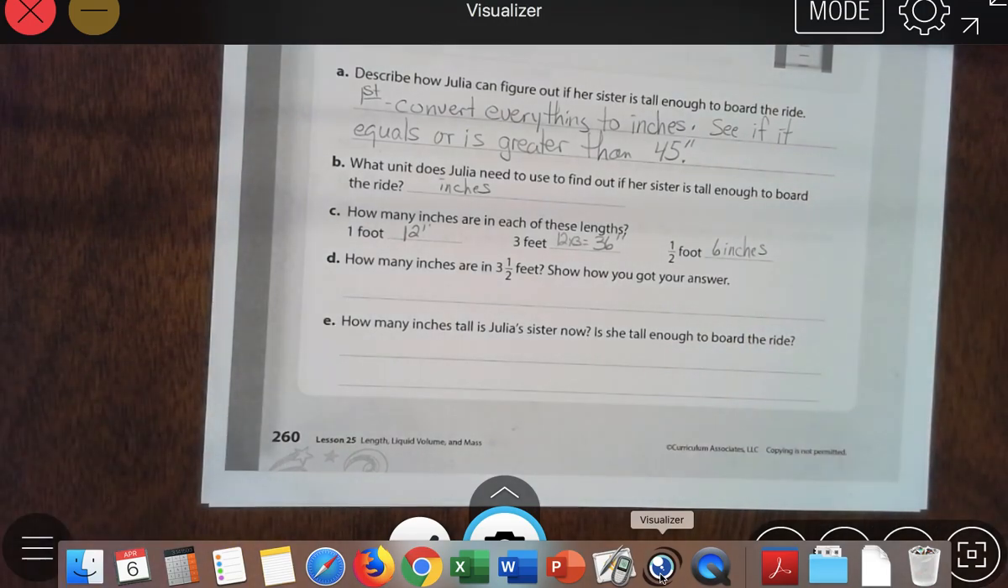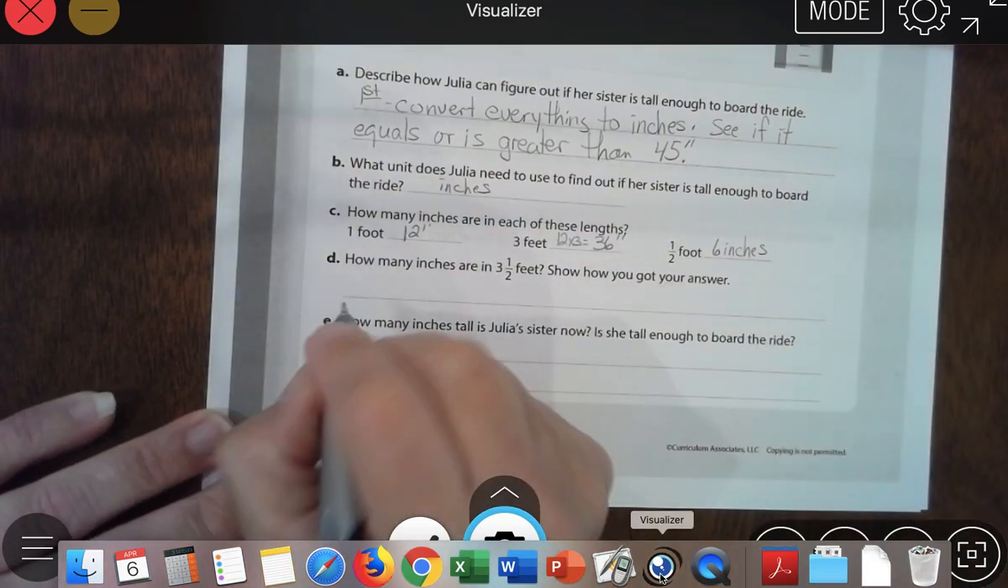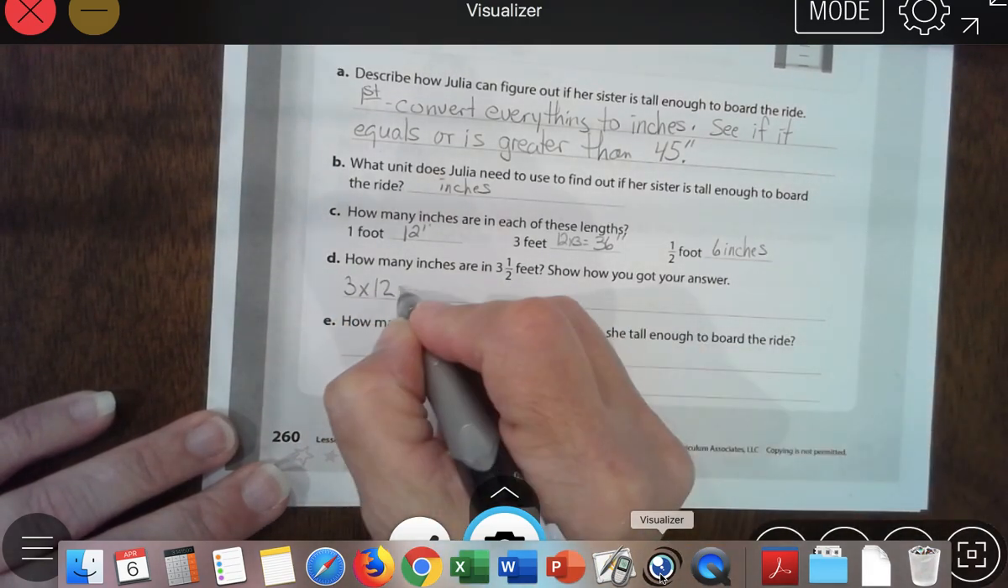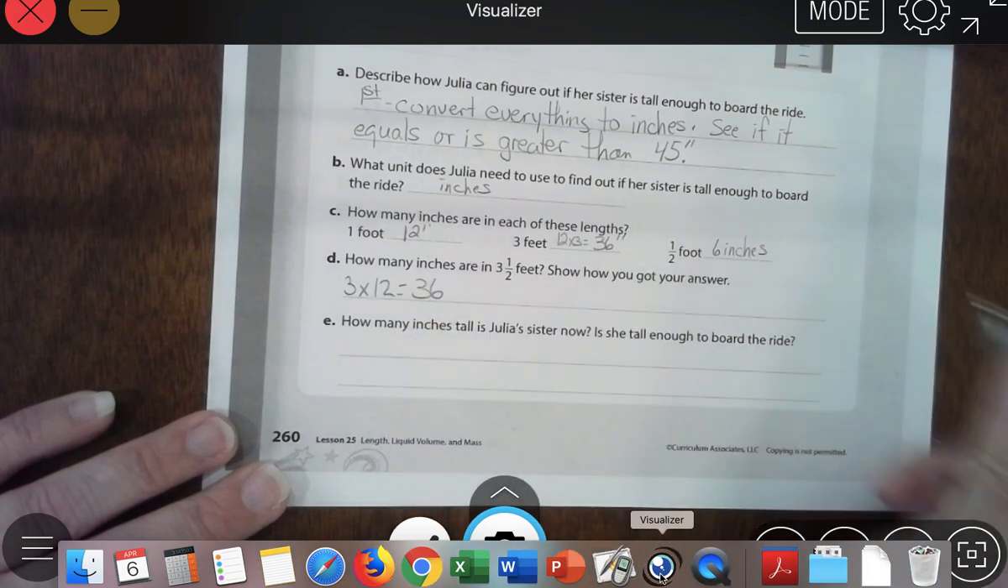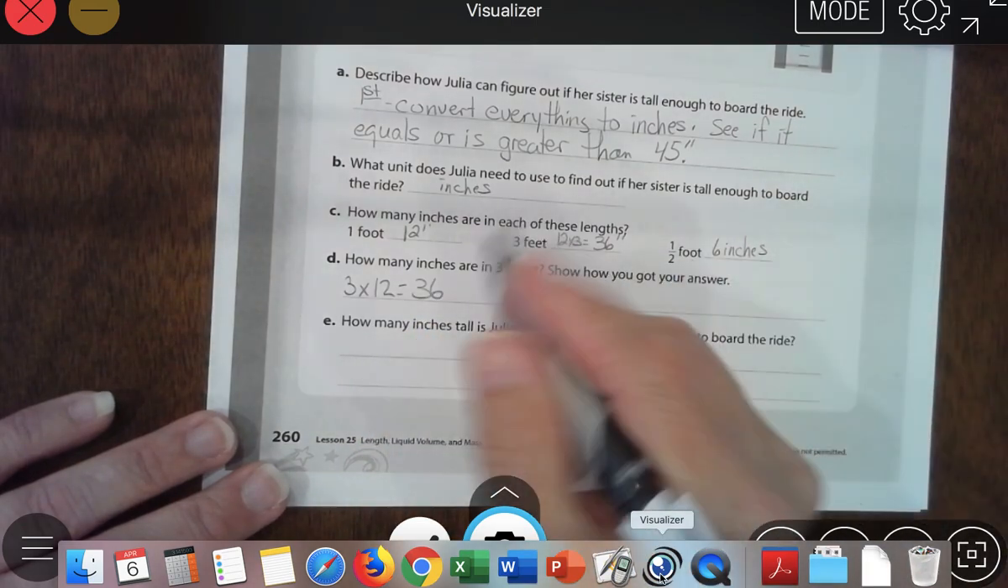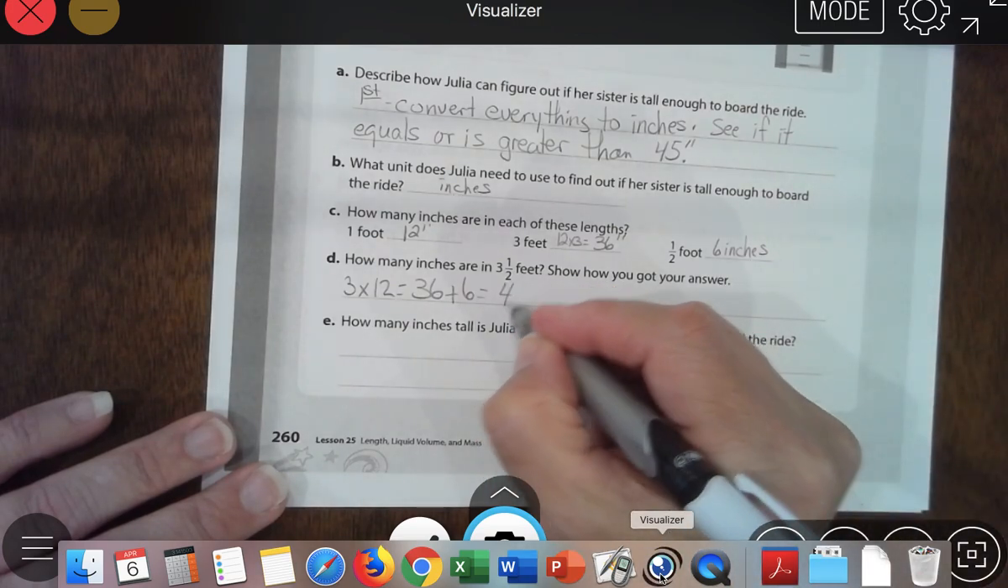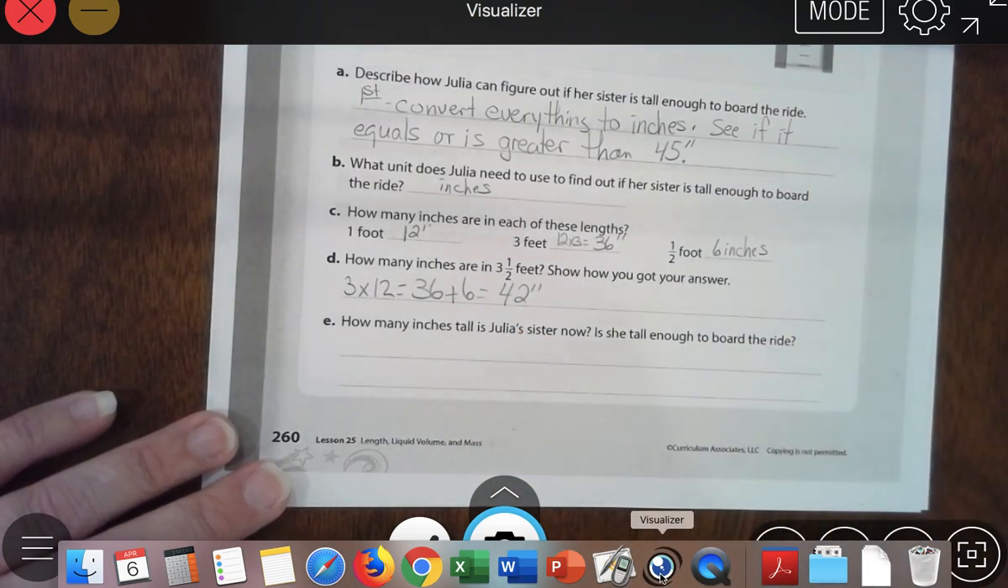So how many inches are in 3.5 feet? So I'm going to do it this way. I'm going to say 3 times 12 equals 36. And then we know the half foot. We're going to add plus 6 more inches. And if we look, that is 42 inches.